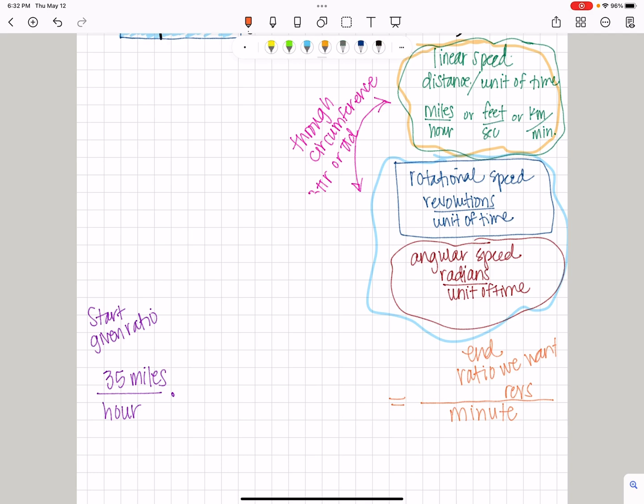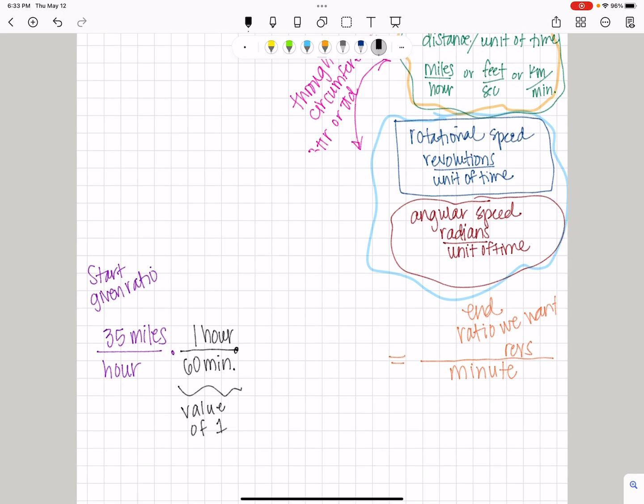So how do I get from hours to minutes? Well, we're going to multiply by a unit conversion. 1 hour is the same thing as 60 minutes. So this right here is a value of 1. Anything over itself is 1, and 1 hour is the same thing as 60 minutes. So we're not going to change the value. We're going to just change what it looks like. So now my hours go away, and I've got minutes in the denominator, which is what I want, right? Minutes in the denominator. So we're done with converting the time.